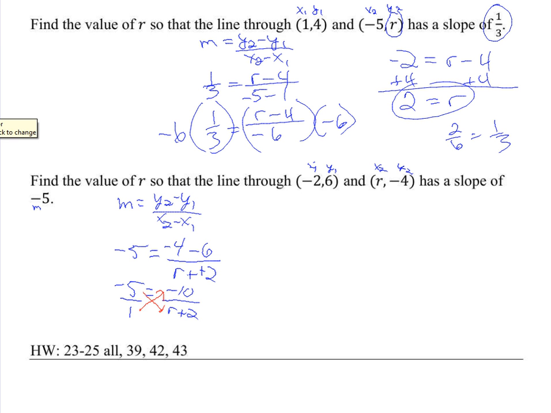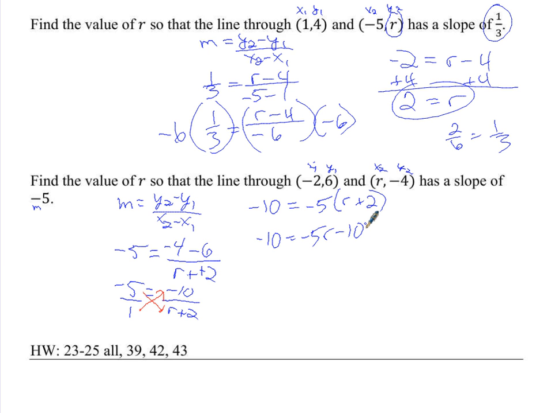So what's 1 times negative 10? Negative 10 equals negative 5 times r plus 2. So I'm going to write that down. Negative 5 times r plus 2. You want to distribute? We can do that. Negative 10 equals what? Minus 10.